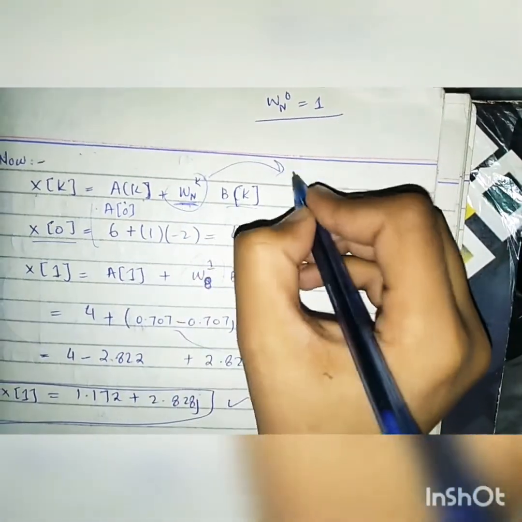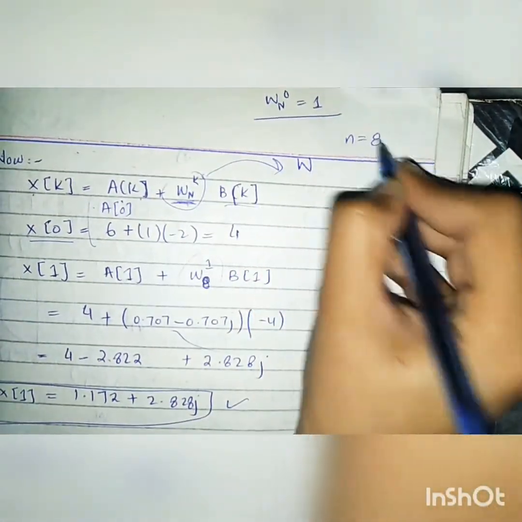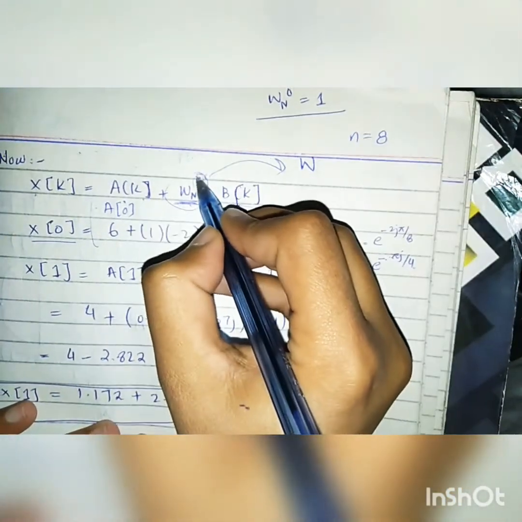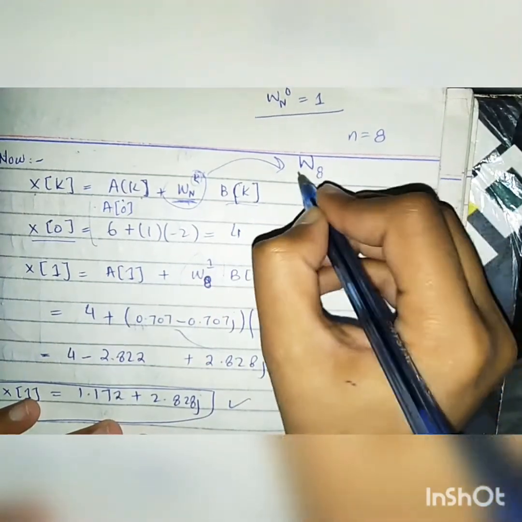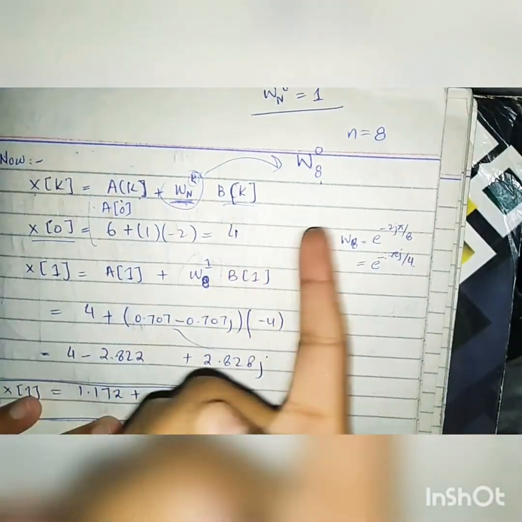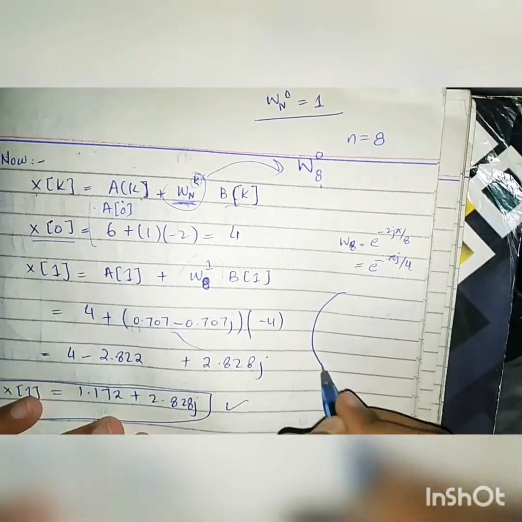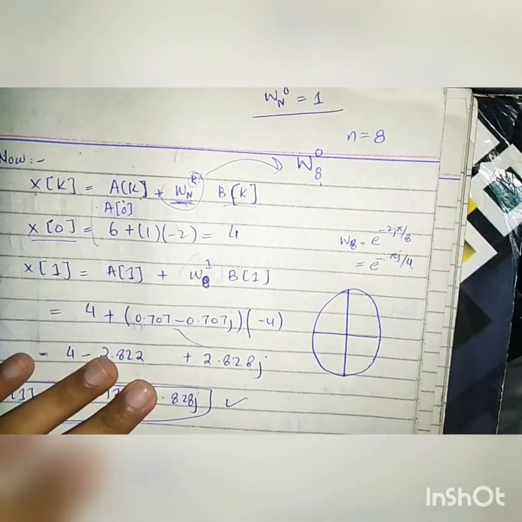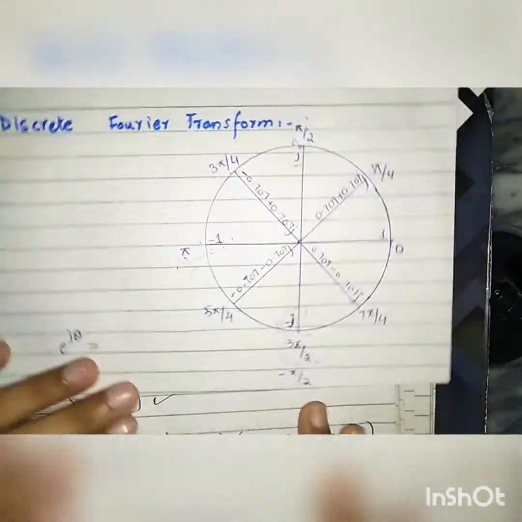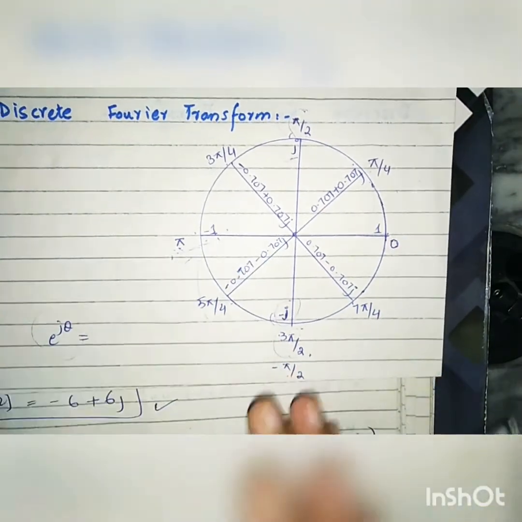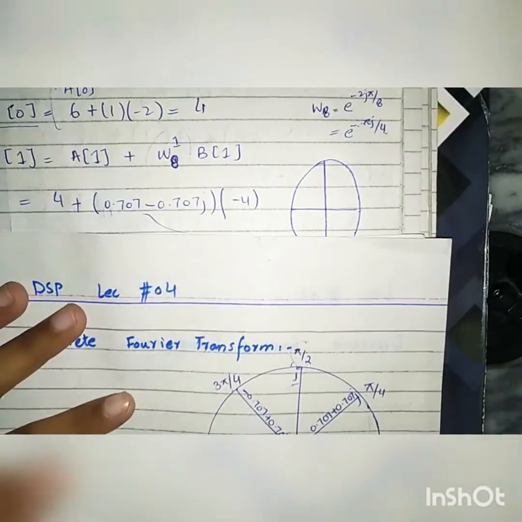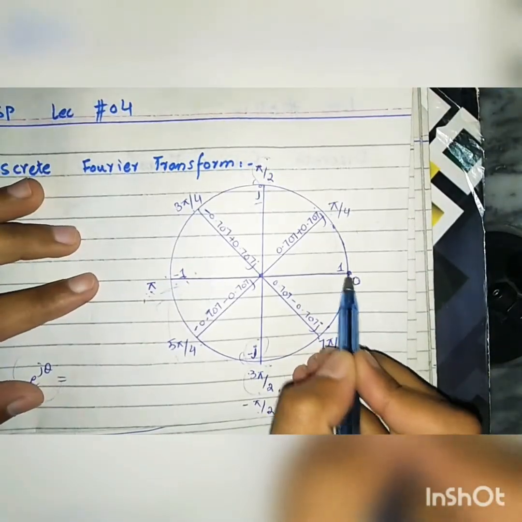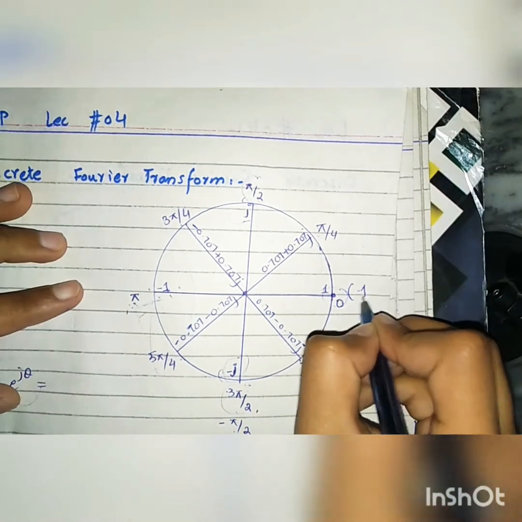Omega nk here, what is omega nk here? First of all I will tell you. Now n is equal to 8. Why? Because we are now joining even and odd values, and this position will be 0, so this will become omega 8 0, and omega 8 0 is what? We will put on a circle here, the circle in which we have 8 partitions. So omega 8 0 is this position, so its value is 1.